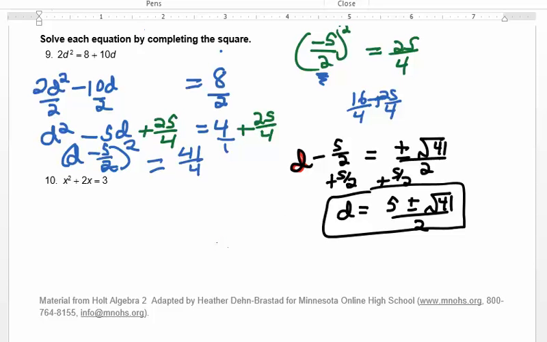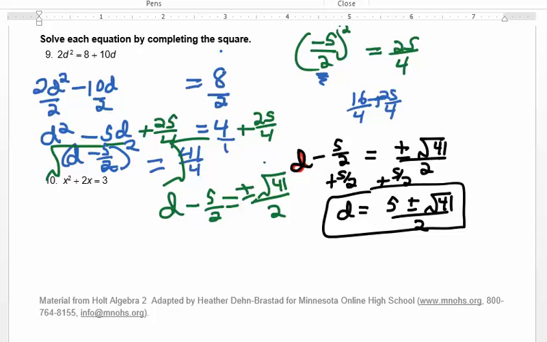So the next step is to take the square root of this side and the square root of this side. When I take the square root of something that's been squared, I just get d minus 5/2 equals plus or minus the square root of 41 fourths, but the square root of 4 is 2. And then you'll see that this is the next step. So I had that. Then I will add 5/2 to both sides so that I get d by itself. And when I do that, this is my final answer here. I'd have 5 plus or minus square root of 41 all over 2 because both of these had a denominator of 2. And that's how you would do completing the square.